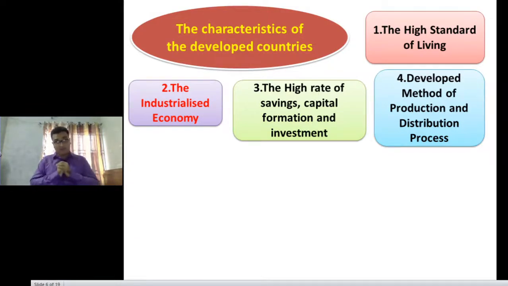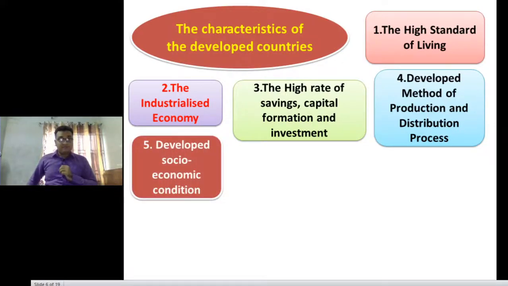Dear students, now I am going to discuss the next characteristic, that is developed socio-economic conditions. Dear students, in this type of countries, the socio-economic conditions are very favorable for economic development. Okay, so this is one of the characteristics.